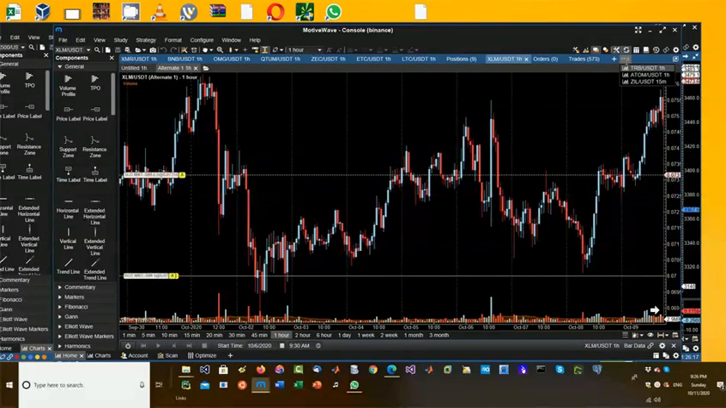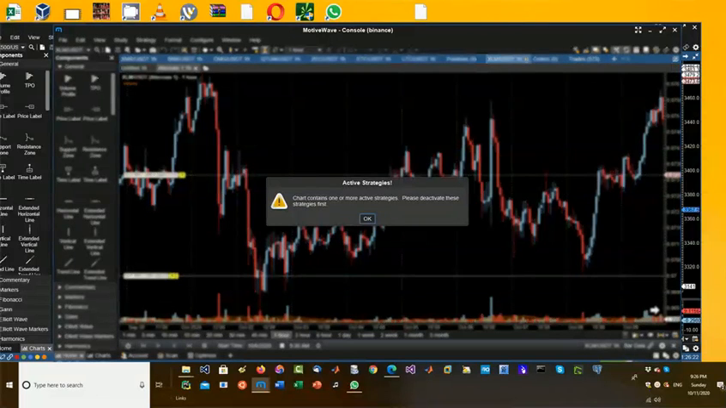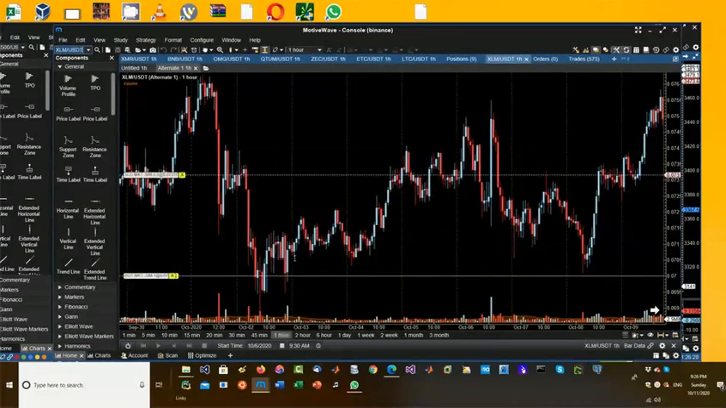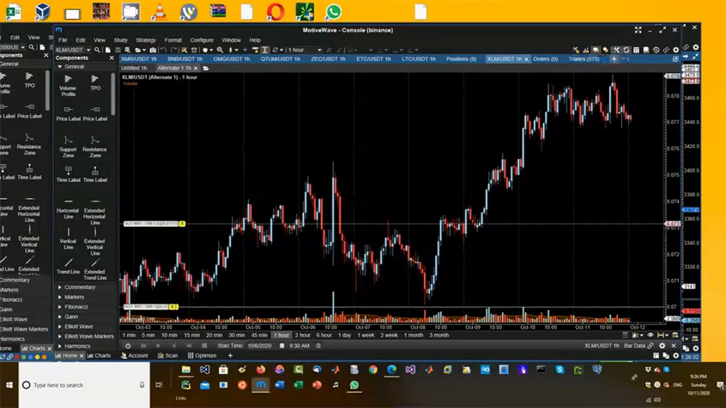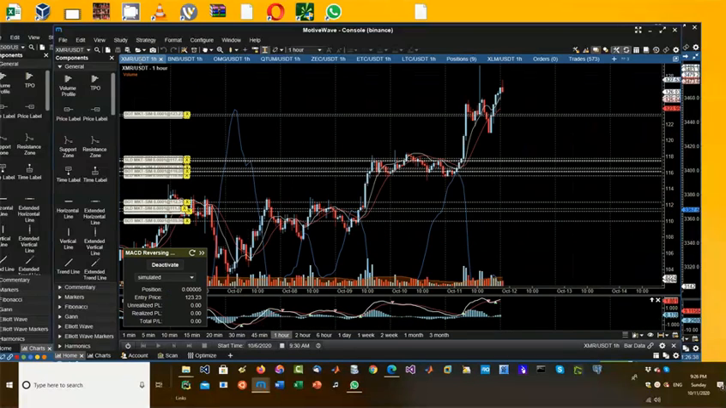I gotta find if there's any other XLM. I want to get rid of this XLM. Chart contains one or more active strategies. Please deactivate these strategies first. I don't see a strategy. Okay. All right. So this is what we got left open.